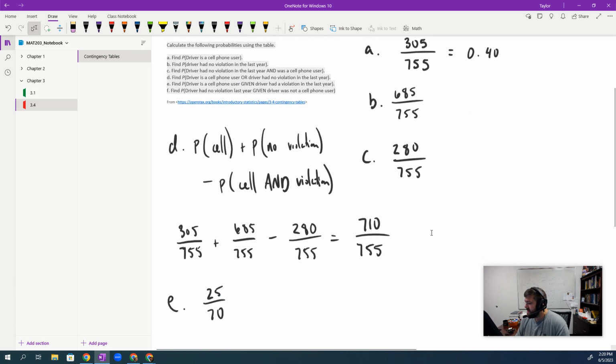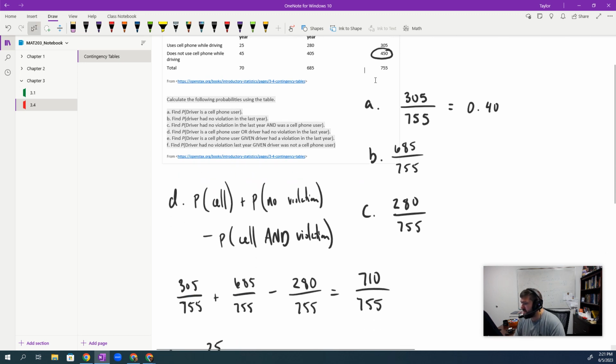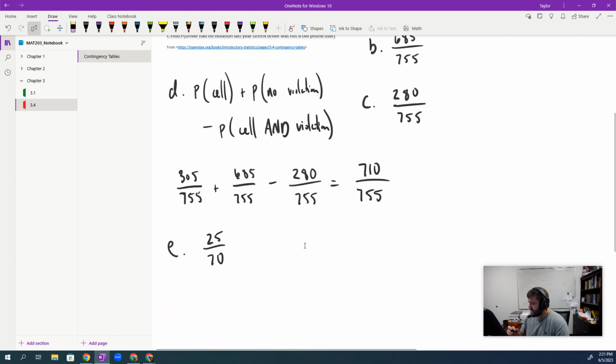Okay, last one. Find the probability that a driver had no violation given that the driver was not a cell phone user. So we need to restrict to not using a cell phone, this row. So we're only looking at the 450 people in the study who do not use a cell phone. And then we want to know, of those 450, what's the probability that they had no violation. Well, that would be 405. So we would have 405 out of 450.